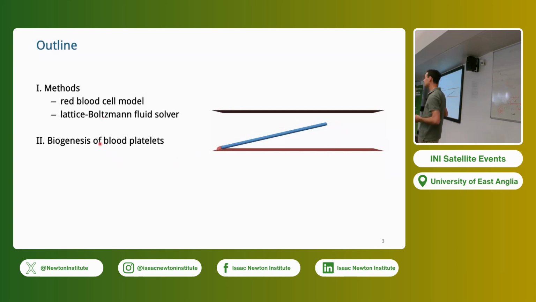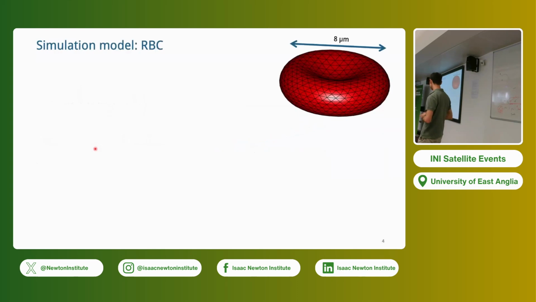Then we're going to look at the formation, or biogenesis if you want, for platelets. And then finally, I'm going to show you how this is connected. I'm going to do some theory, how this is connected to, or we think it is connected to, a Rayleigh-Plateau instability with some special ingredients, namely some anisotropy.